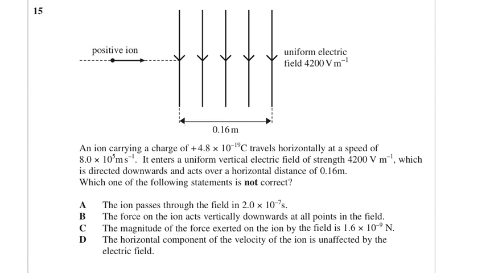Okay, an ion carrying a charge of 4.8 times 10 to the minus 19 travels horizontally at a speed of 8 times 10 to the 5 meters per second. It has a uniform vertical electric field of field strength 4,200 volts per meter, which is directed downwards and acts over a horizontal distance of 0.16. Which of the following statements is not correct?